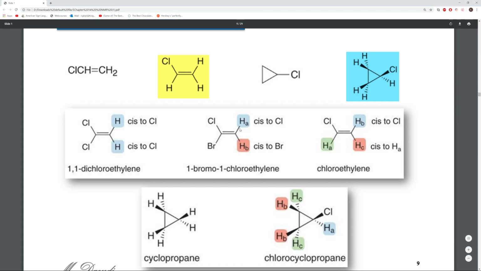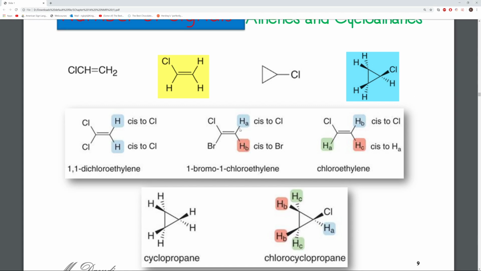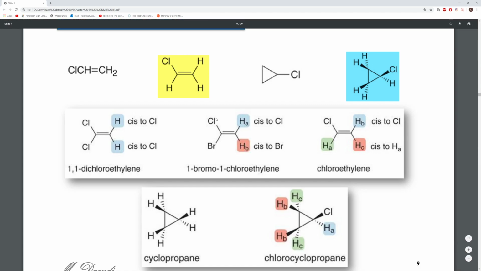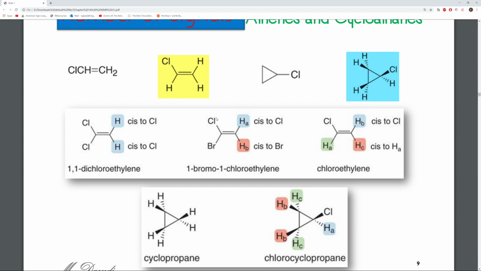Something that's not as obvious to see is if we're looking at a double bond and we're trying to determine if those hydrogens are different or if they're the same and they'll have the same type of signal. In order to tell that, you have to see if they're cis or trans to different things. So if you look at this first one, 1,1-dichloroethylene, the top H is cis to Cl and the bottom H is cis to Cl, so they're both in the same type of environment.